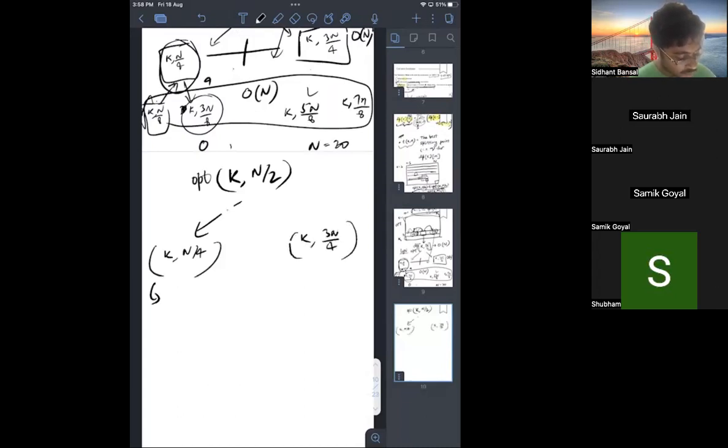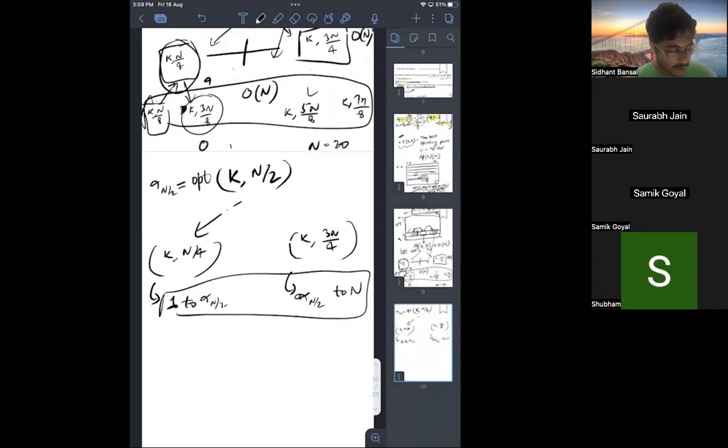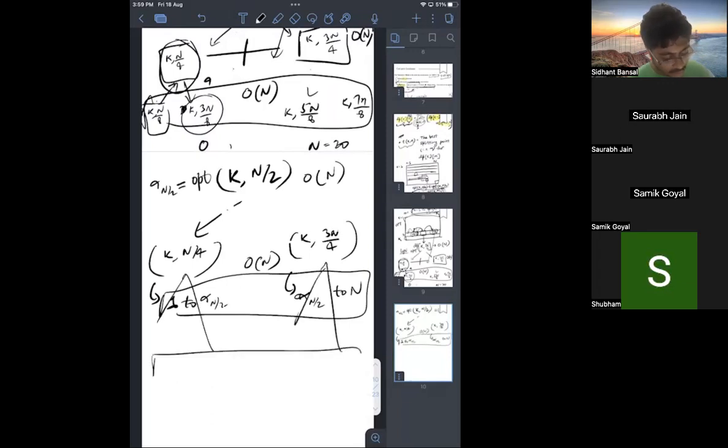One of them will take you time 1 to opt. Say this opt k n by 2 is the value alpha n by 2. Let's call it that. So you'll go from 1 to alpha n by 2 in this one, and the next one you'll go from alpha n by 2 to n. Total cost again is order n. And in this one, it's also order n. And if you keep on splitting, you'll see that each layer has at most order n cost.